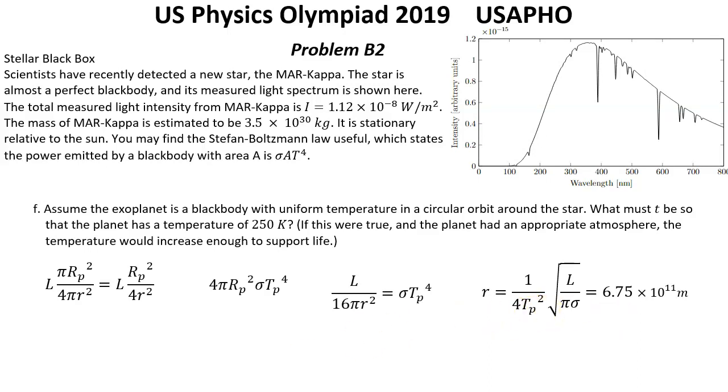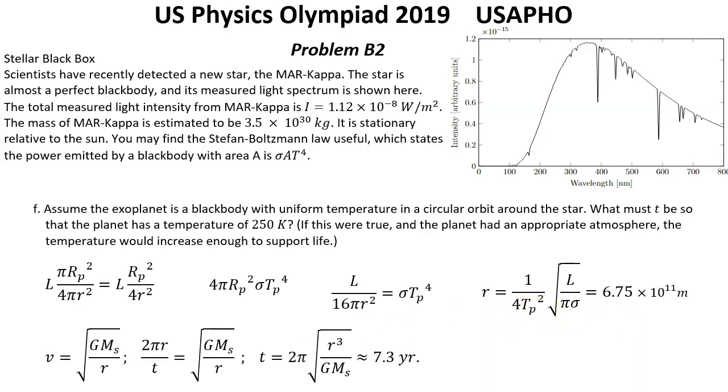Now we can recall that the circular speed on this orbit is equal to the square root of GM star over the radius of orbit, or 2πr over the period equals the same thing. From this formula we can find that the total period equals this expression, which we can also get from Kepler's third law, and it's about 7.3 Earth years.